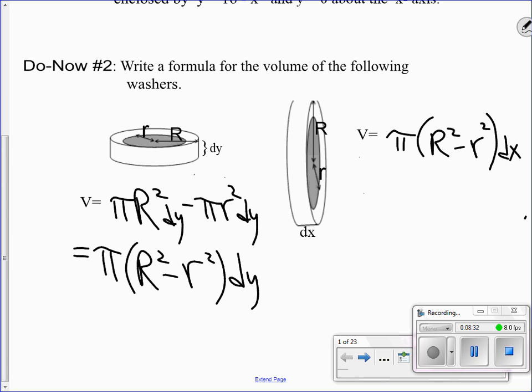Okay. So you know we don't care about just the volume of one washer. We want to add up an infinite number of them to get the volume of a solid. And that's what we're going to do today. So basically we'll have these formulas with just an integral sign in there.